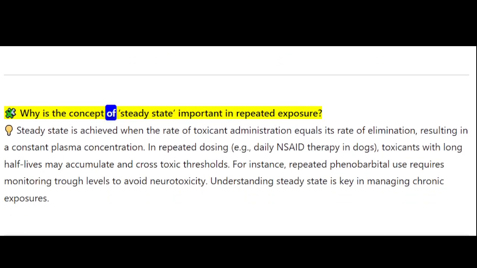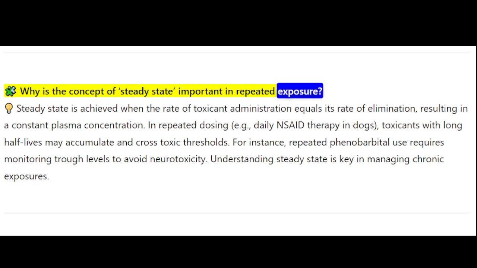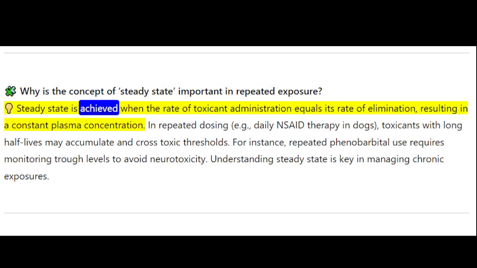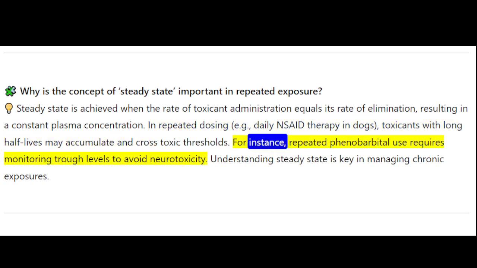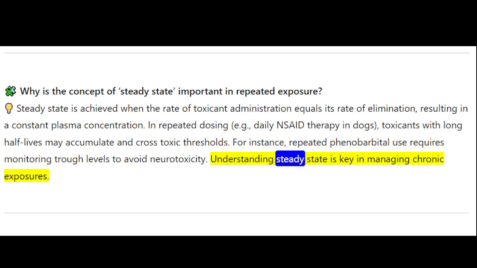Why is the concept of steady state important in repeated exposure? Steady state is achieved when the rate of toxicant administration equals its rate of elimination, resulting in a constant plasma concentration. In repeated dosing, for example, daily NSAID therapy in dogs, toxicants with long half-lives may accumulate and cross toxic thresholds. For instance, repeated phenobarbital use requires monitoring trough levels to avoid neurotoxicity. Understanding steady state is key in managing chronic exposures.